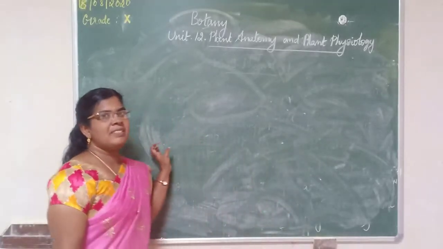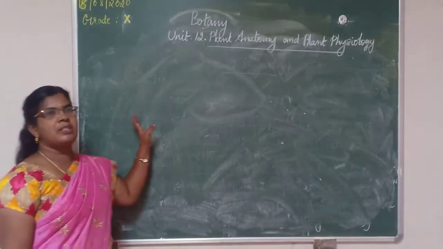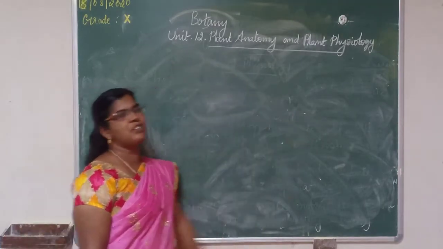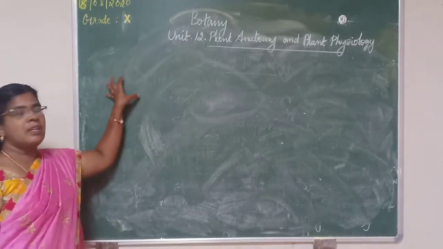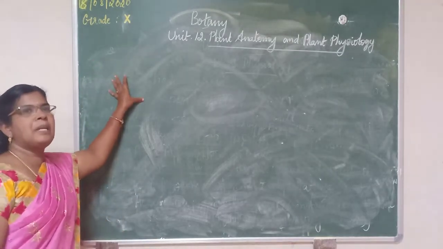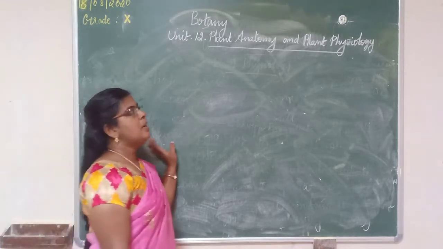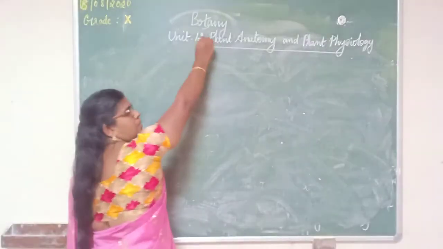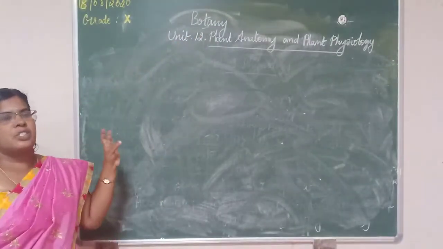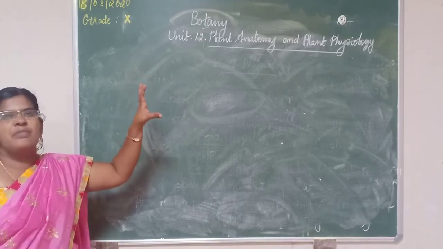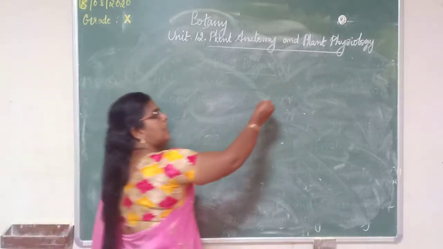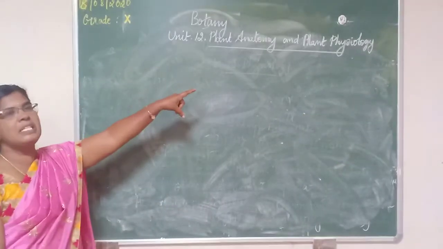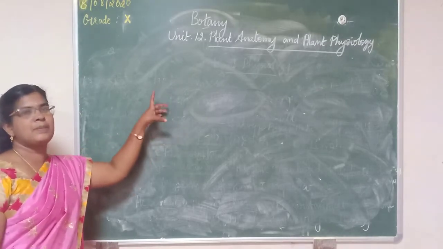Now children, in the previous class we learned about plant anatomy. This 12th unit is plant anatomy and plant physiology. There are so many branches in botany: plant anatomy, plant morphology, plant physiology, taxonomy, etc. In plant anatomy we learned the internal structure. What is plant anatomy? The study of internal structure of plants. What is plant physiology? Plant physiology is the study of functional aspects of plants.